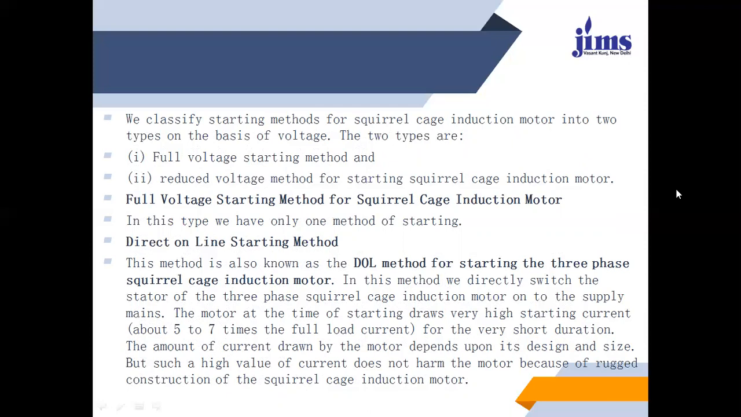For the full voltage starting method, we have only one method, which is called the direct online starting method. Its other name is DOL, direct online starting method. In this method, we directly switch the stator of the three-phase squirrel cage induction motor onto the supply mains. The motor at the time of starting draws a very high starting current, nearly 5 to 7 times the full load current, for a very short duration. The amount of current drawn depends upon its design and size, but such a high value of current does not harm the motor because of the rugged construction of the squirrel cage type motor.